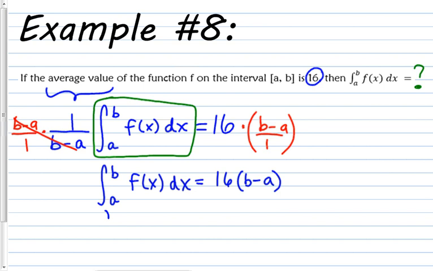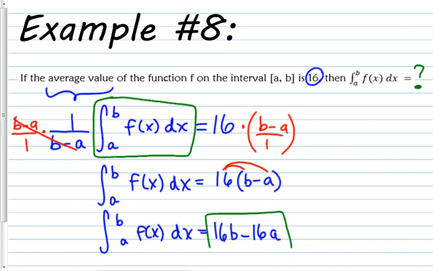Or, if I simplify this a little, I get 16b minus 16a. And here, folks, is my answer. The integral from a to b of f of x dx equals 16b minus 16a.